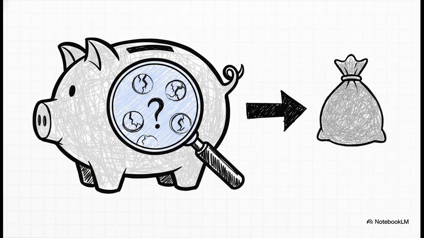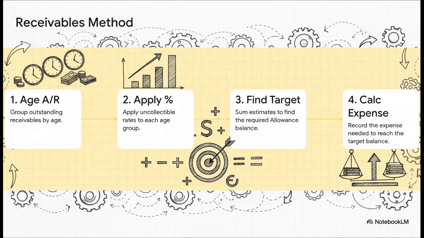Net realizable value is just the total amount of receivables minus the amount we estimate we won't collect. In simpler terms, it's the amount of cash we actually, realistically expect to get. So this method looks at the whole pool of outstanding receivables at the end of the period and asks, what is this asset really worth today? This method, which we often call the aging of receivables method, is more complex, but it's also generally more accurate.